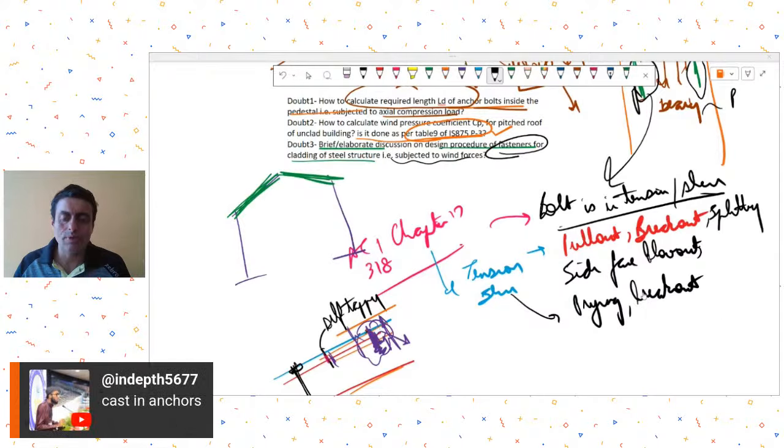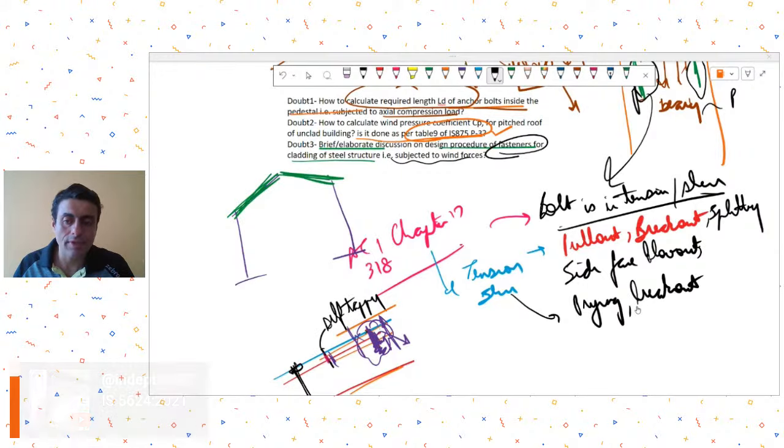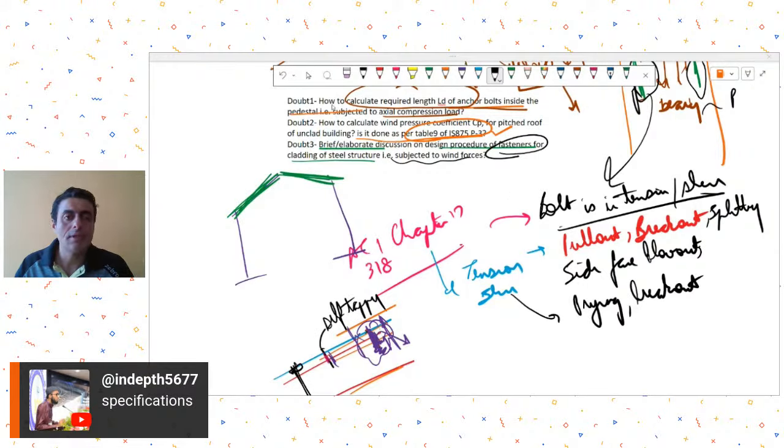Actually, engineers do perform it for critical structures. So In-depth is saying that 5624 was the specification of cast in anchors. Yeah, I also thought that it is a specification. It is not covering the design detailing process.